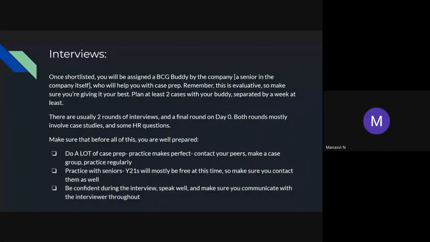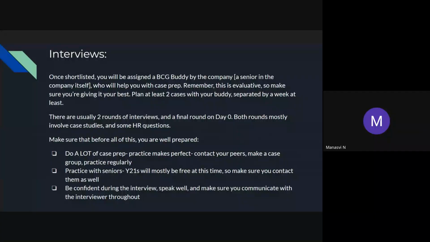Again, when it comes to interviews, there are 2 rounds and a final round on day 0. So both rounds involve case studies and HR questions, like consulting questions or questions about your resume. Oh, if you were a secretary here, what work did you do? If you were an assistant editor, what did you do? So things like that. And sometimes the interviewers are people from IIT here who are now in a really good position in the firm. So they'll ask you certain questions about how life is at IIT Kanpur, and stuff. So make sure you have a good connection with your interviewer beforehand so that during the case you can still communicate well.